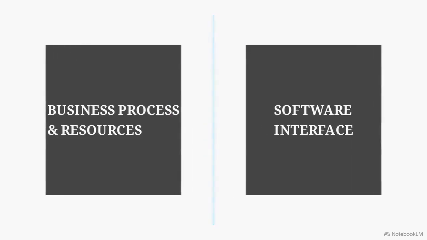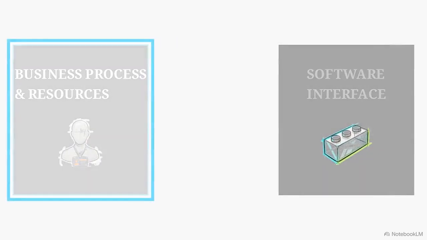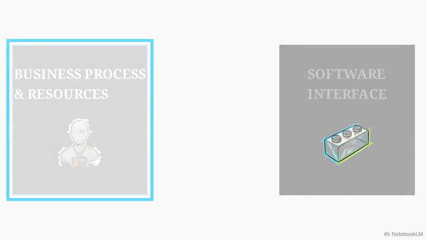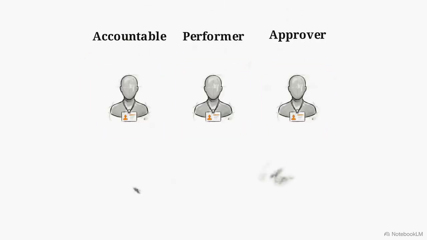The business process and the resources it requires must be entirely decoupled from the software interface you use to execute it. Instead of evaluating software menus and feature lists, the framework forces you to define verifiable outcomes. You map governed resources and assign explicit decision rights before a single line of code is configured.